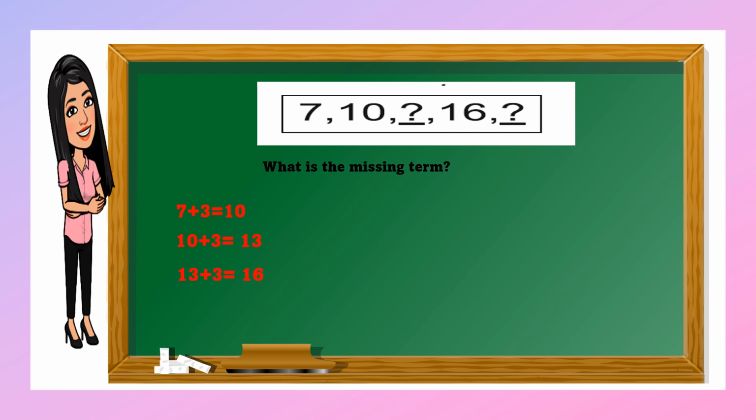So first is 7 plus 3 equals 10. So we have here 7 and 10. 10 plus 3 equals 13. So the next is 13. And then 13 plus 3 is 16. And then the last one is 16 plus 3 equals 19. See to it that the pattern is true to the whole sequence from 7 to 19. So this is the answer. We have 7, 10, 13, 16, and 19. So the missing terms are 13 and 19.